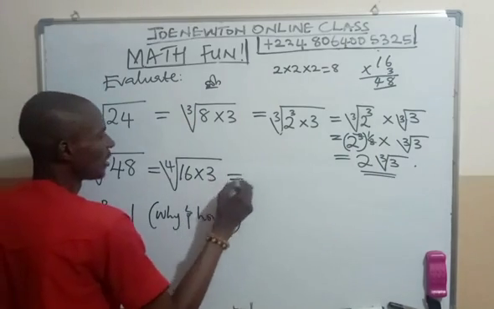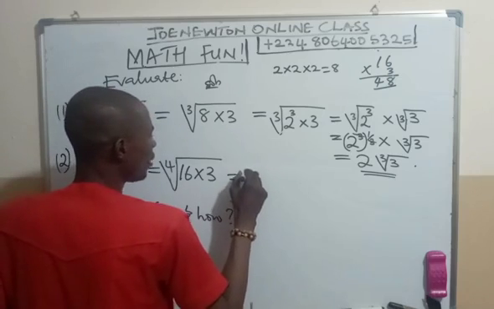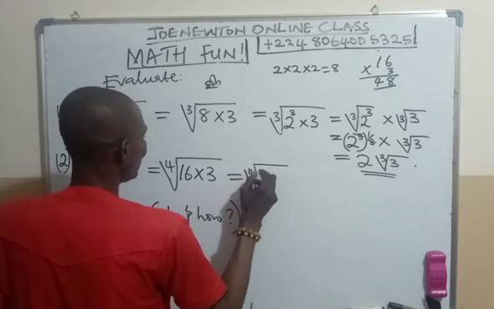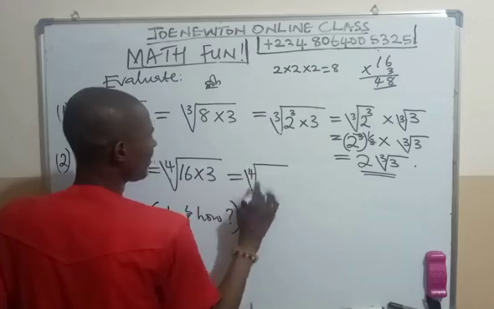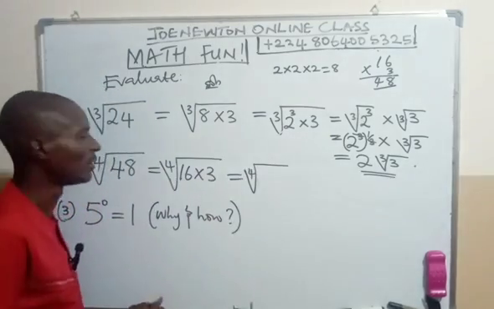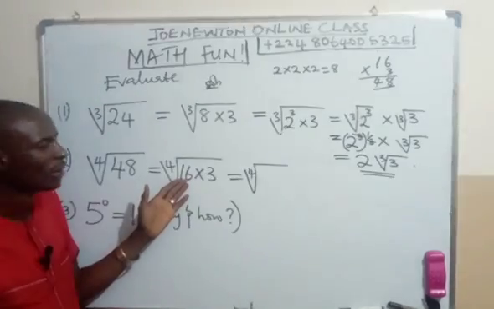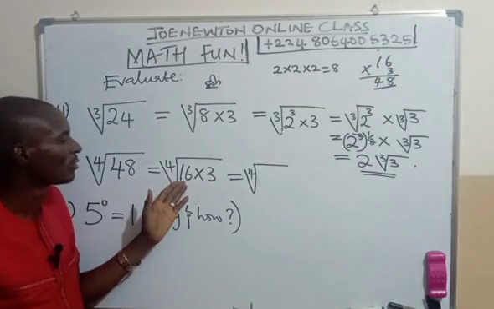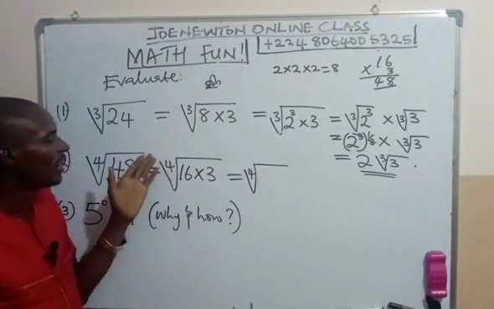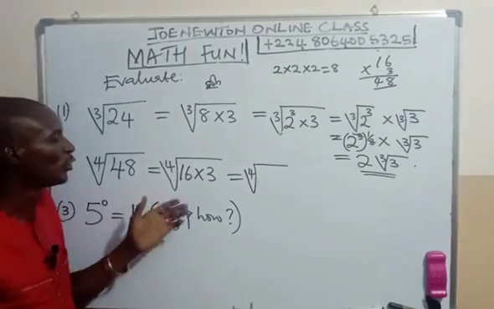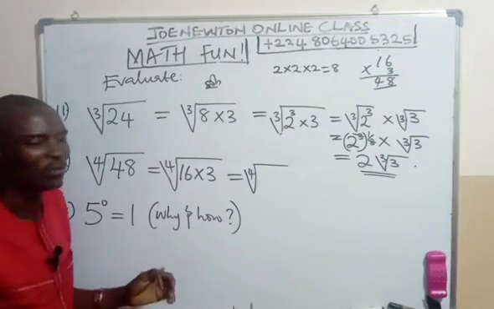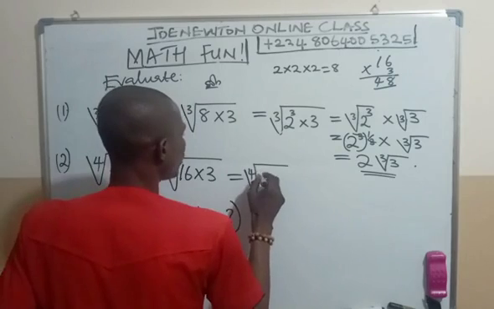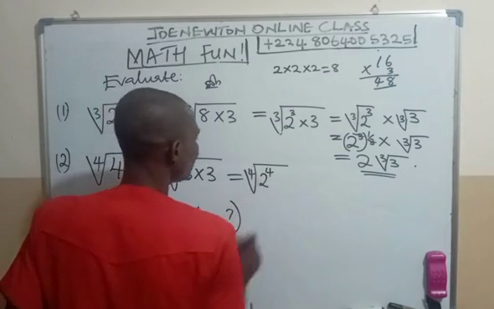Then, which will give us fourth root of 16 times 3. Now the fourth root of this 16 is 2. You now look at power of 4 here. 4 raised to power 2 will give you what? 4 times 4, 16. And also 2 raised to power of 4 will also give you this. So that will give you fourth root of this, which is 2 raised to power of 4.